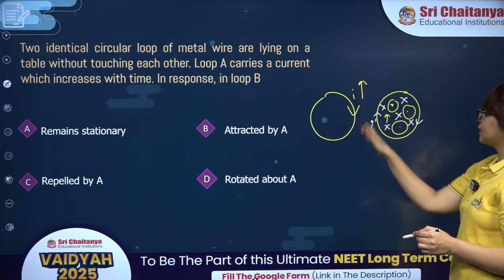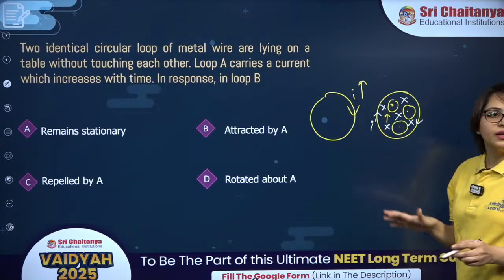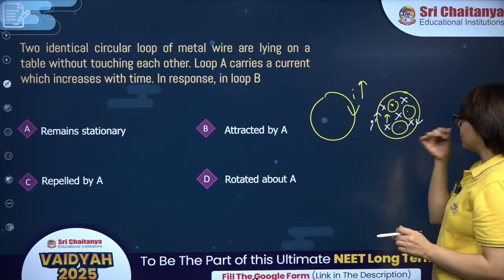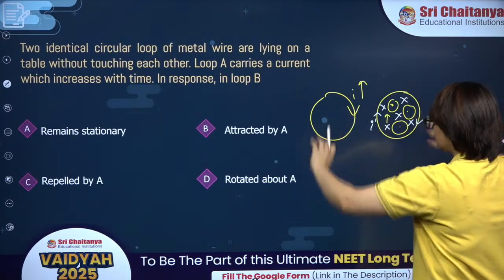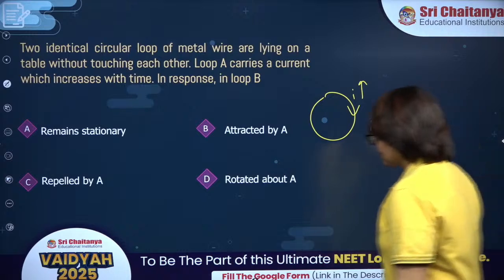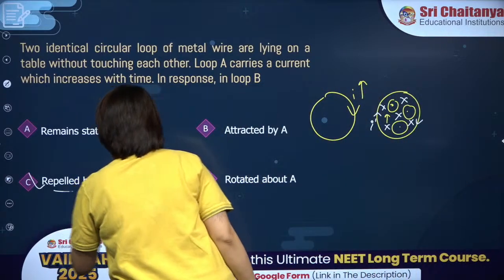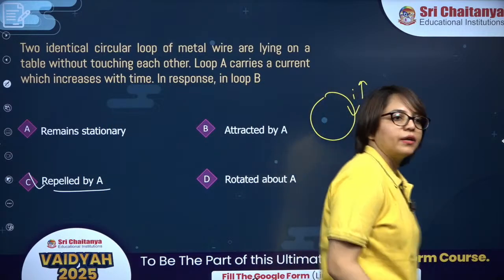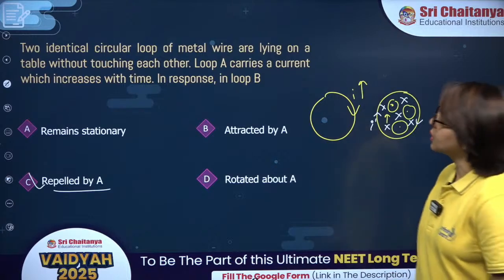So you can see that these currents are anti-parallel. So when the currents are anti-parallel over here, these two will repel each other, right? So it will be repelled by A. So correct answer is option C.